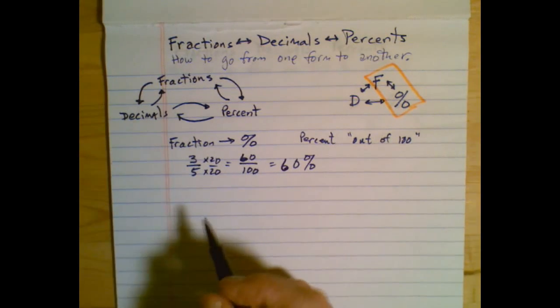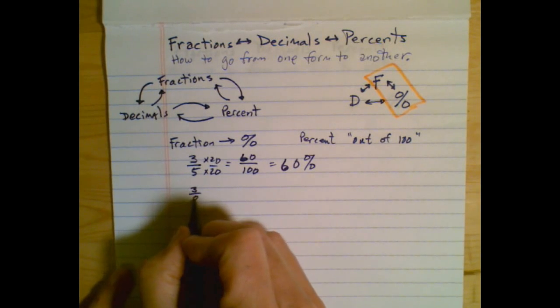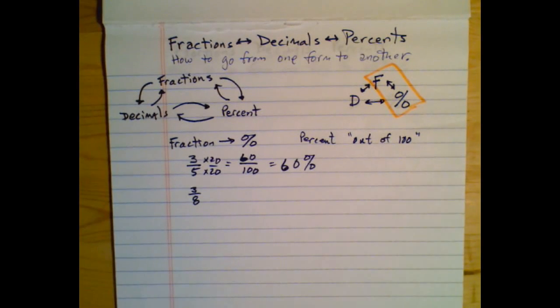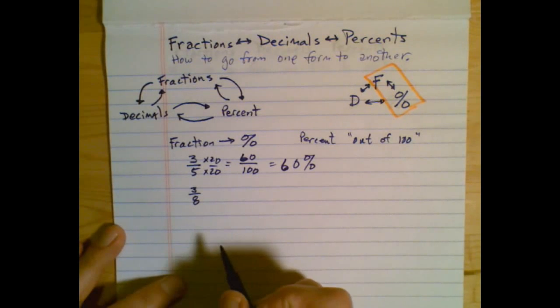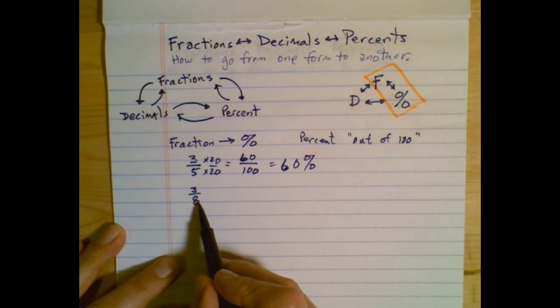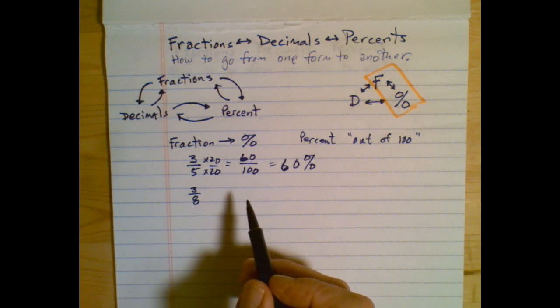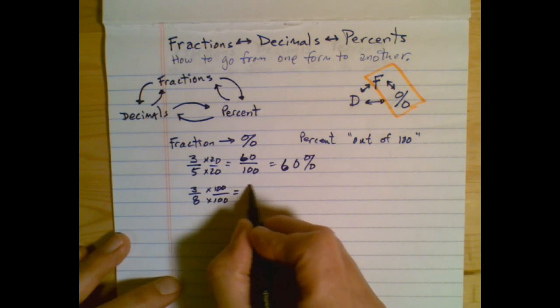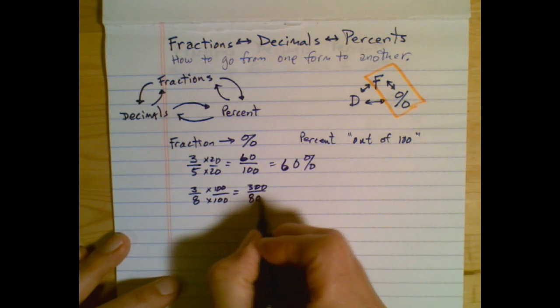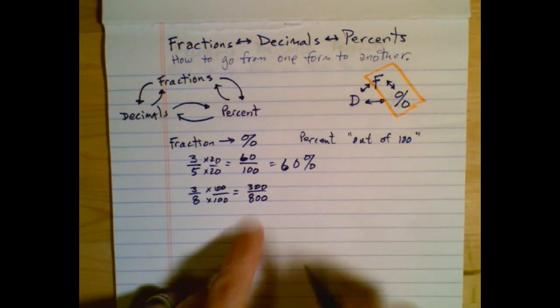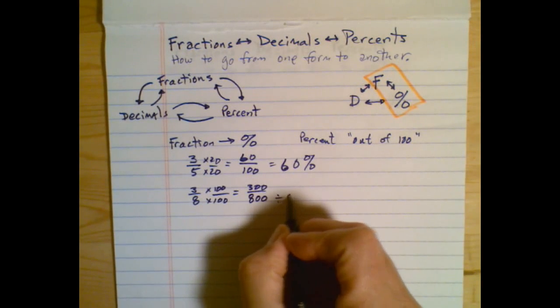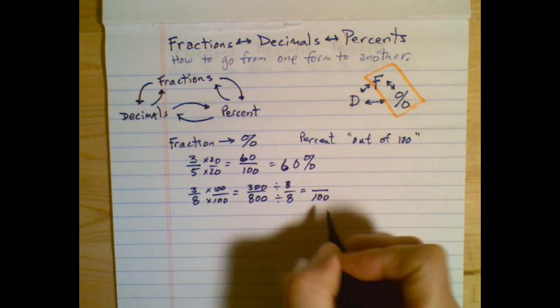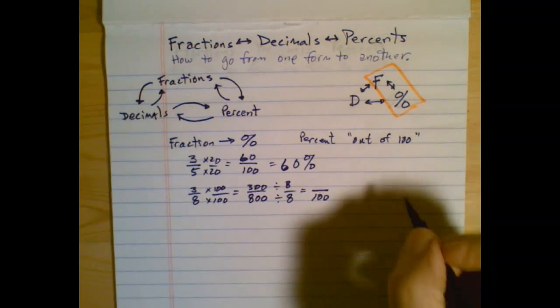But when it's not so nice, you might have something like this. 3/8. What's that as a percentage? Well, if we use this method, I don't really see a way to go from 8 to 100 in one swoop, but I do know that I can multiply it by 100, and then I have 300 over 800. Now that doesn't help, that's not out of 100, but I can certainly divide the bottom by 8, and then divide the top by 8, and then I will have something out of 100.